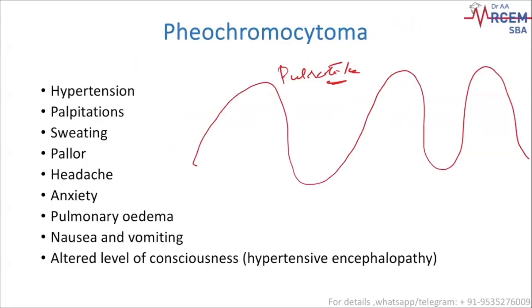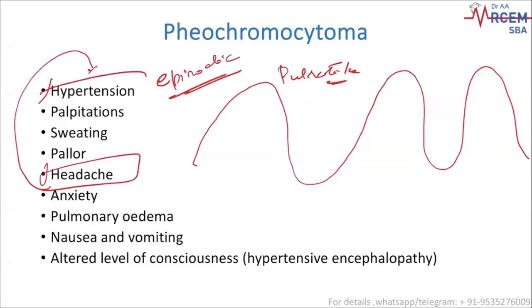Because of this, these patients will have symptoms which are episodic. So remember, these symptoms are episodic, not continuous. So episodic headaches, and whenever they are having these headaches, if you check the blood pressure, it will be very much on the higher side. This is the classical presentation of a pheochromocytoma.